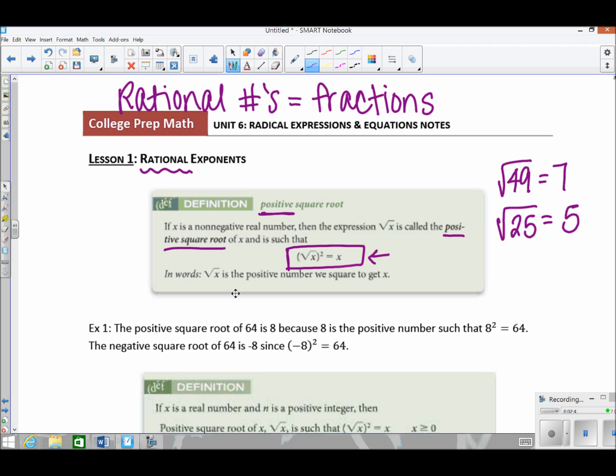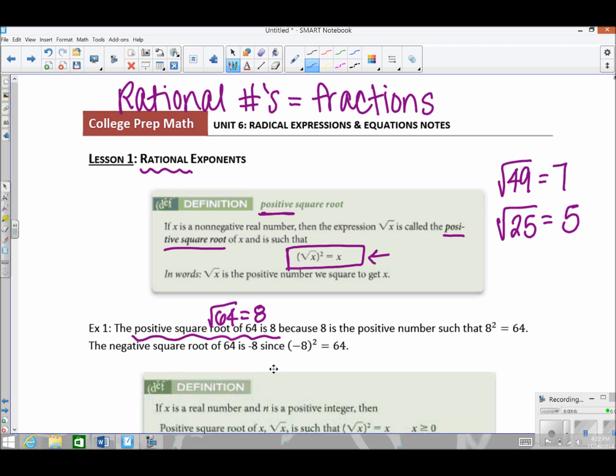But really, in this case, what it's trying to tell you is that the square root of x is always, we're going to always say, what positive number do I have to square to get that number underneath the square root symbol? So again, in this example, the positive square root of 64 is 8. So whenever you see this symbol, it's asking you, what positive number do I have to square to get 64?